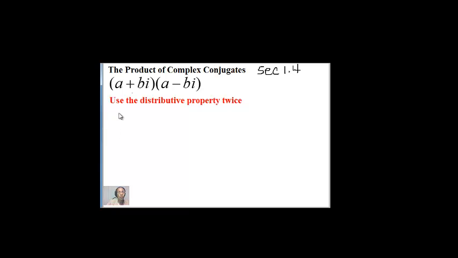This is what we want to do now. So A has to be multiplied by A minus BI, and so does a positive BI. That also has to be multiplied by A minus BI. So there are your two uses of the distributive property. A times A gives A squared. A times negative BI gives negative ABI. BI times A gives positive ABI.